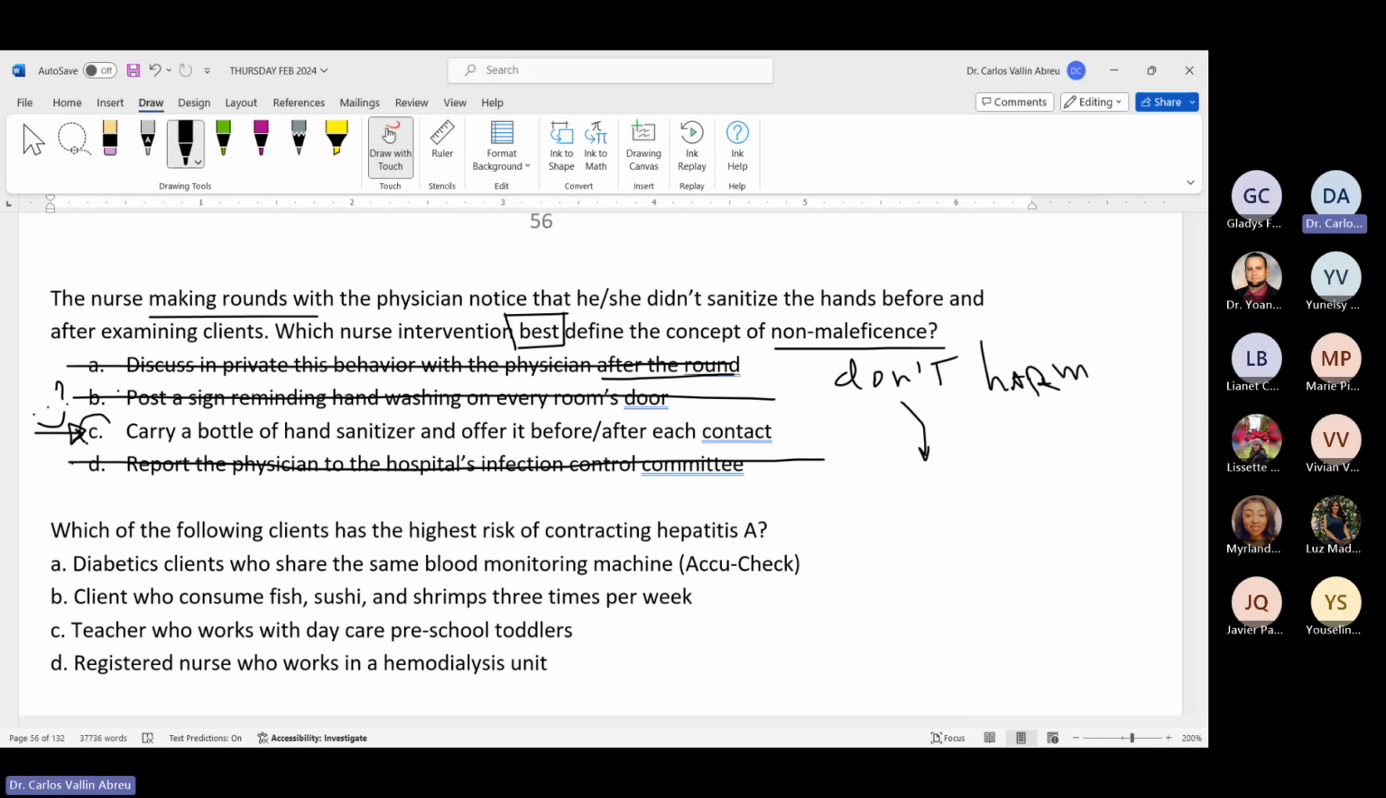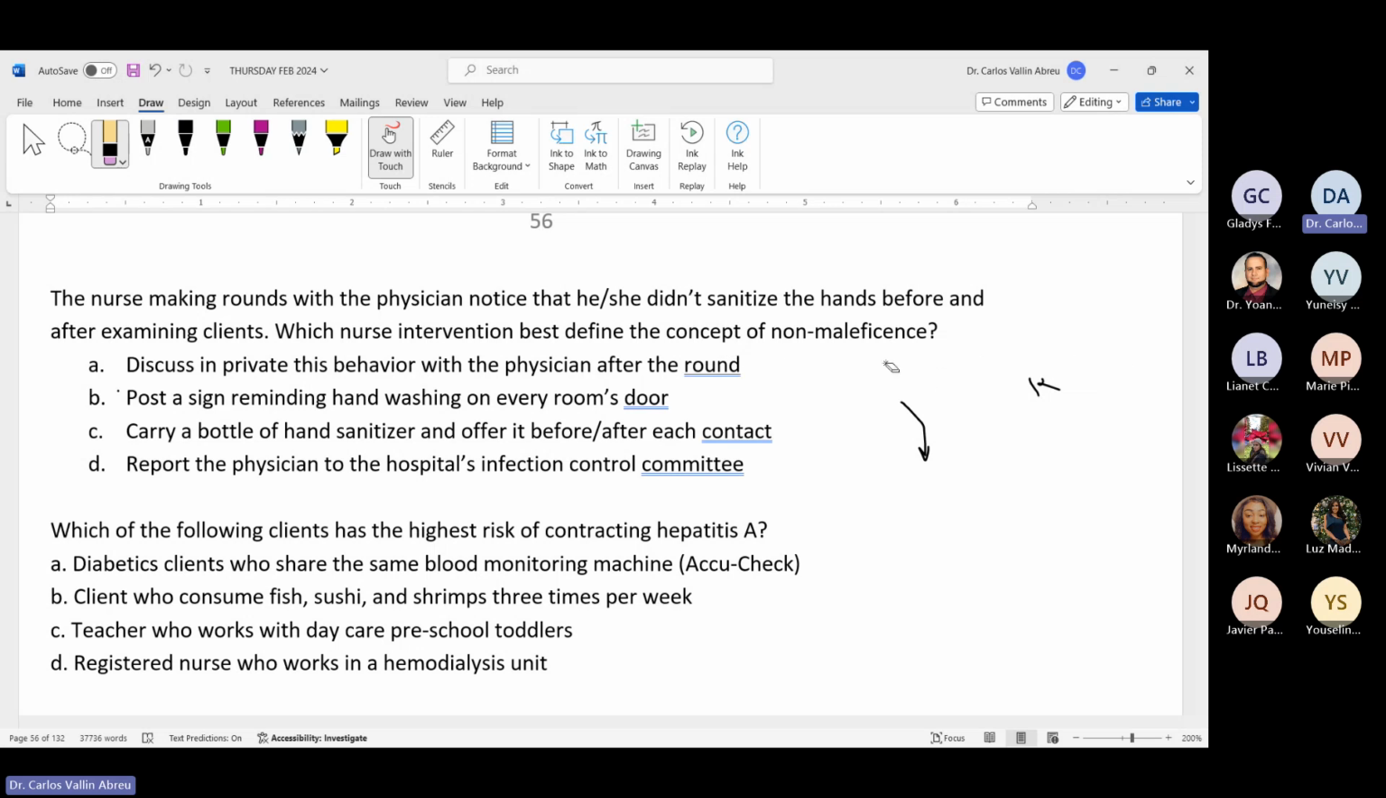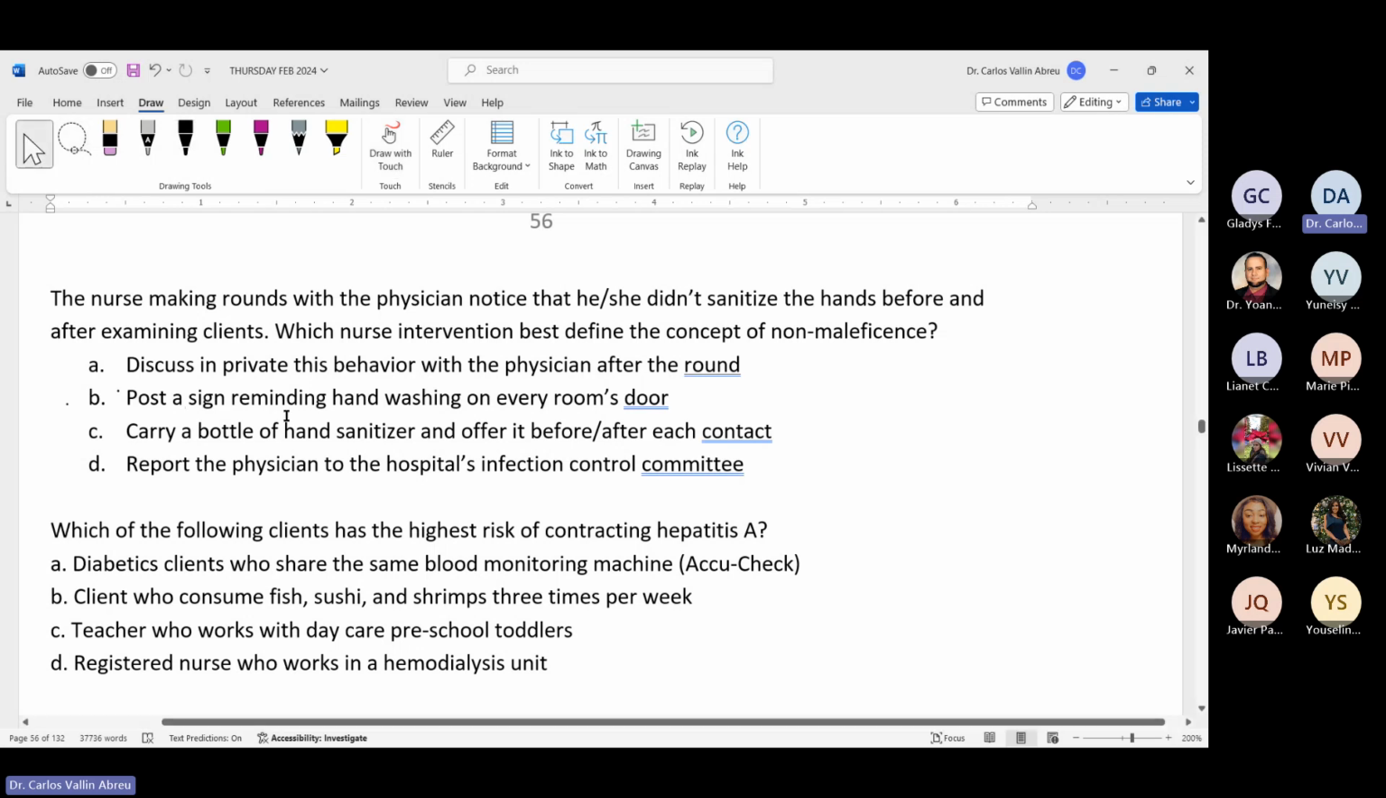Notice that those questions are not knowledge questions, they are common sense questions. Of course, you need to have some knowledge. You need to know what is nonmaleficence. You need to have the knowledge that alcohol hand sanitizer is the same as washing the hands, etc. So some knowledge needs to be known.